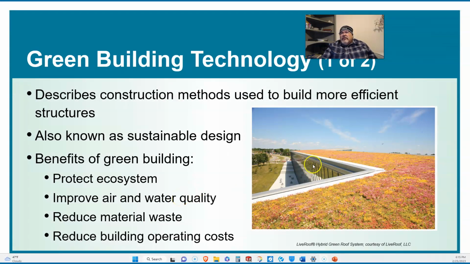Green building technology. Here's an example of a living roof. It's a construction method used to build more efficient structures, right? Also known as sustainable design. Things that are sustainable means that you can do it over and over again without hurting the environment. Benefits of green building. They protect the ecosystem. They help improve the air and water quality. They help reduce material waste, and they reduce building and operating costs.